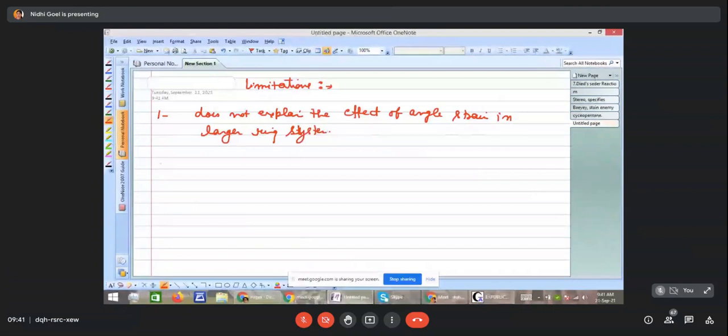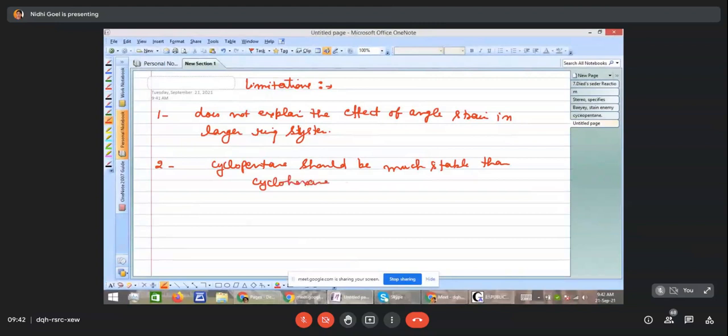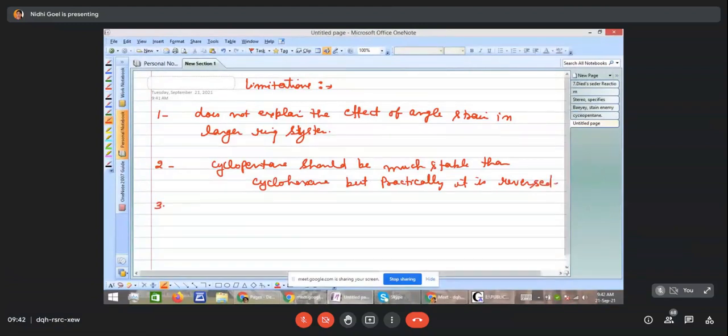So according to Baeyer, cyclopentane should be much more stable than cyclohexane. But practically, it is reversed. So this theory fails in cyclohexane.